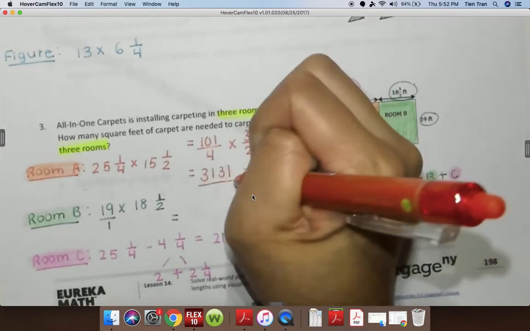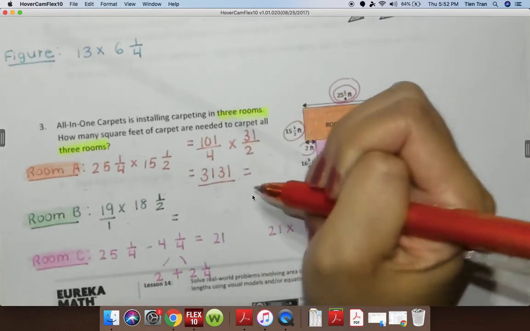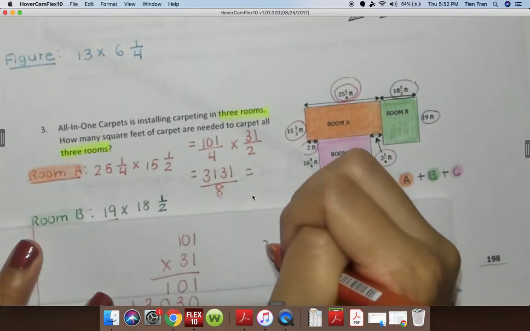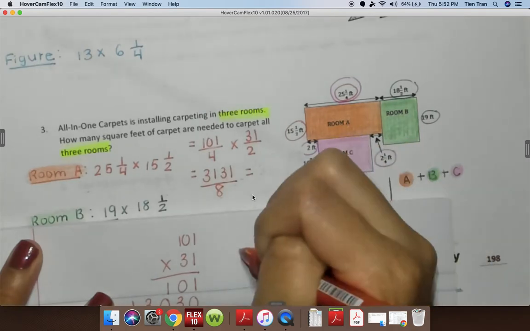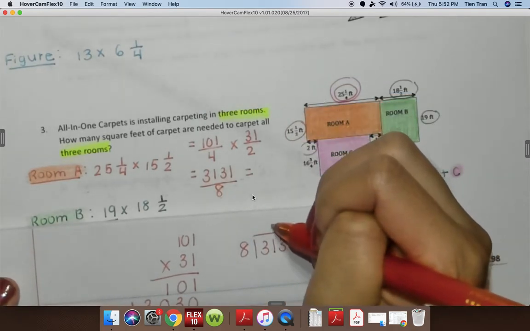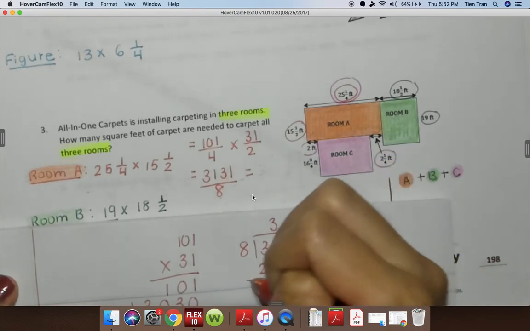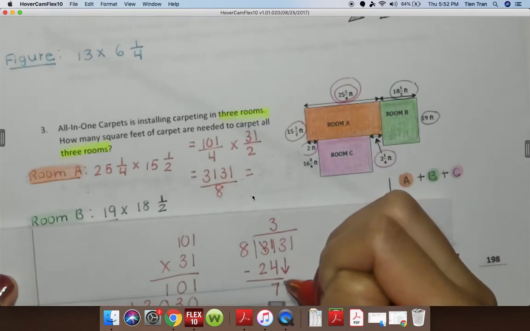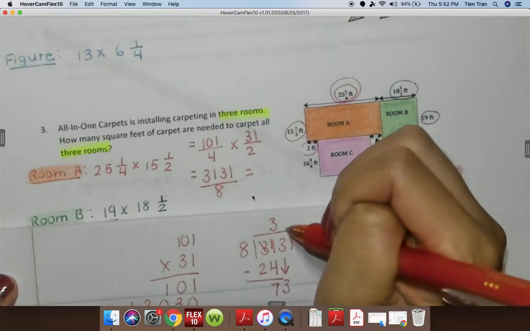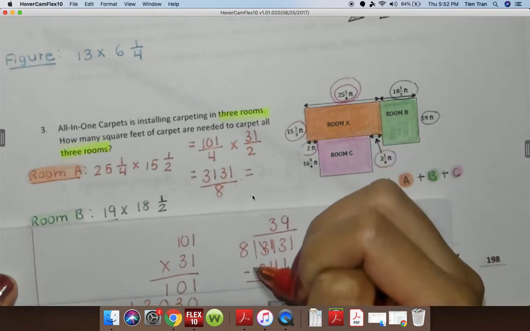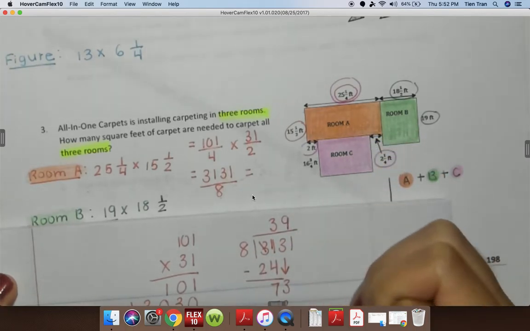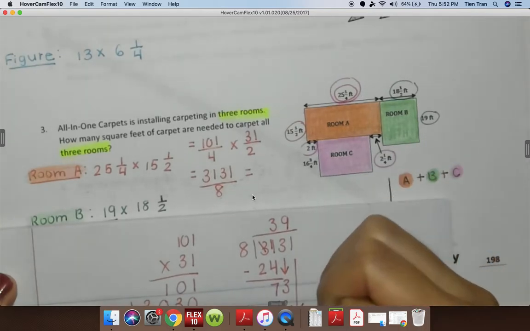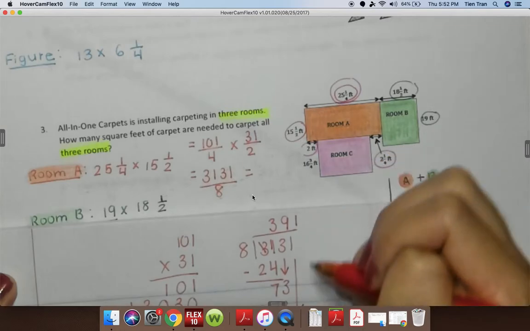So I'm going to write that down right here, 3,131. And we know that 4 times 2 is equal to 8. So now I'm going to divide 3,131 divided by 8. 8 can go into 31 3 times. 8 times 3 is equal to 24. 11 minus 4 is going to give me 7. Bring down my 3. 8 can go into 73 9 times. 8 times 9 is equal to 72. 73 minus 72 is going to give me 1. Bring down my 1. 8 times 1 is going to give me 8.